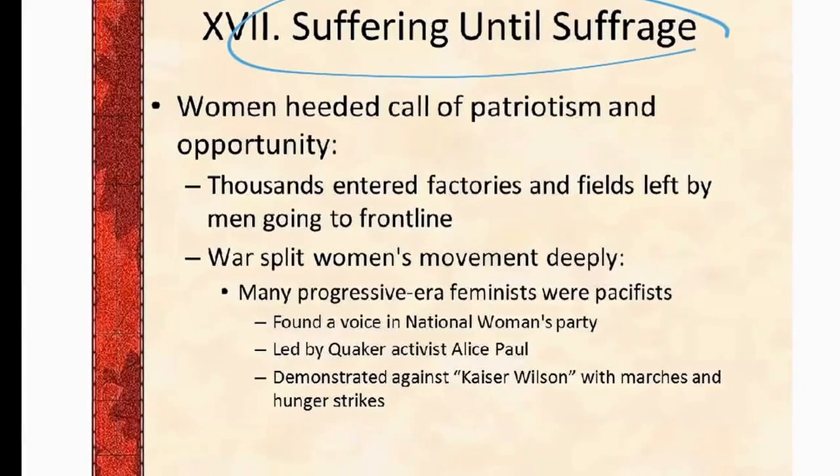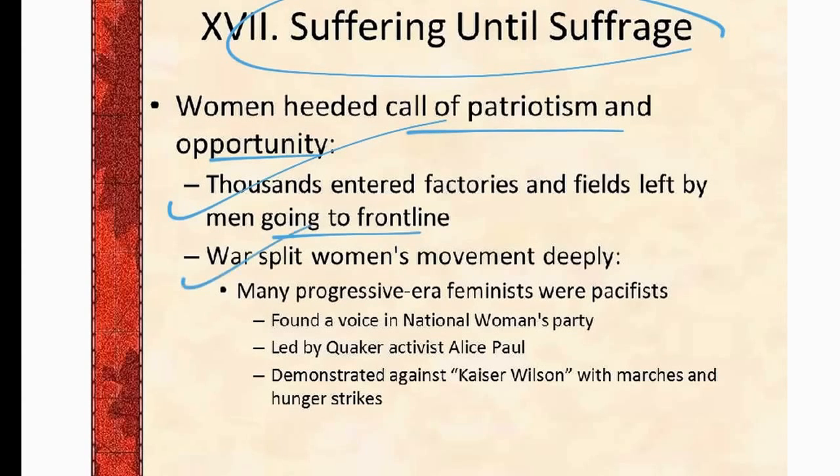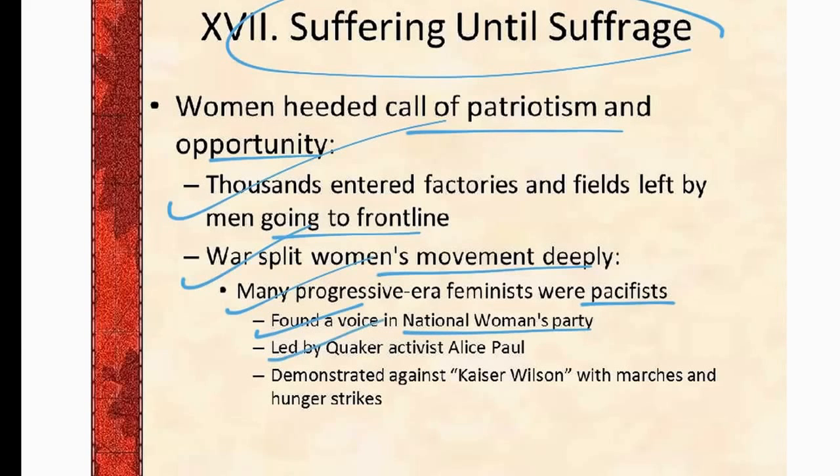Women were also suffering until suffrage during this time period, and they heeded the call of patriotism and opportunity. Thousands entered factories and fields left by the men who were going to the front line. The war split the women's movement deeply. Many progressive-era feminists were pacifists, but they found a voice in the National Women's Party led by the Quaker activist Alice Paul. They demonstrated against Kaiser Wilson with marches and hunger strikes.